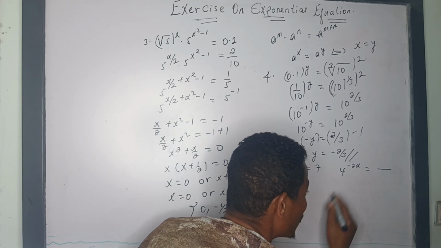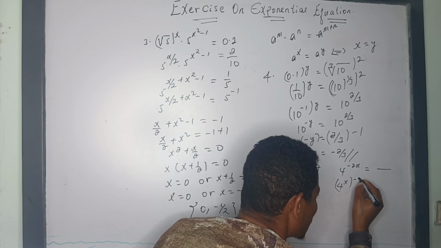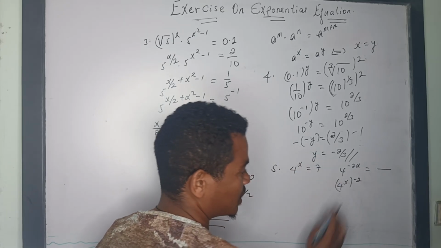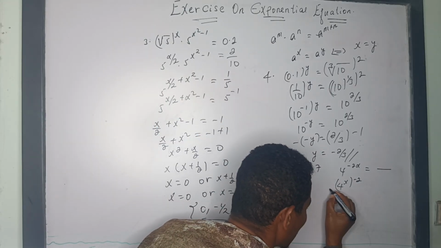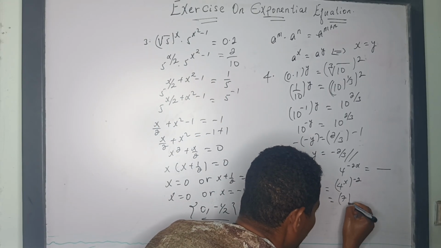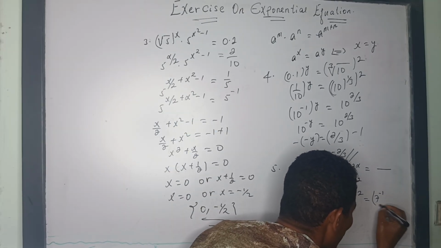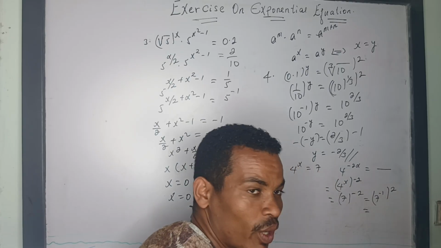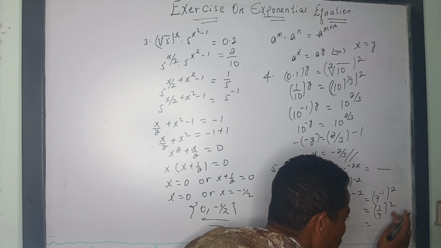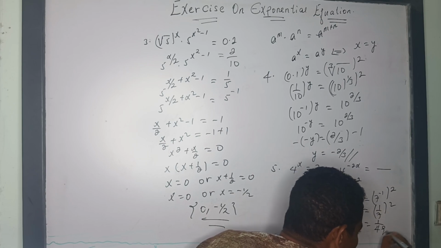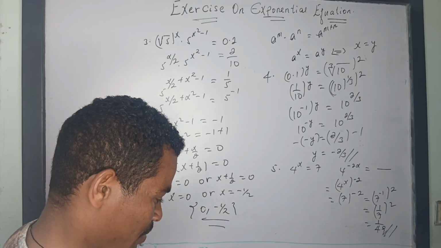Okay, so 4 to the power of minus 2x is the same as 4 to the power of x, to the power of minus 2, because x times minus 2 is minus 2x, and it's given that 4 to the power of x is 7. So here we replace it with 7. This is equal to 7 to the power of minus 2, which is the same as 7 to the power of minus 1, to the power of 2. 7 to the power of minus 1 is 1 over 7, and the whole squared. So 1 squared is 1 and 7 squared is 49. So the answer is 1 over 49.